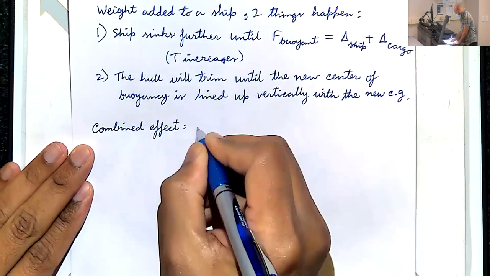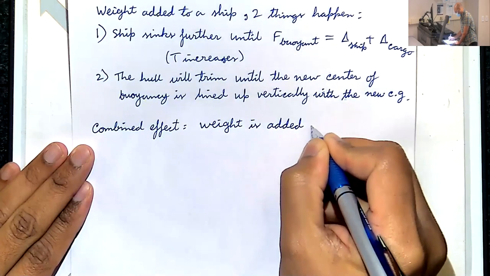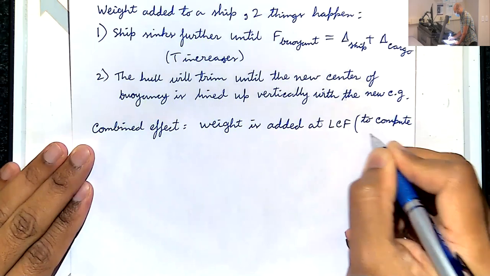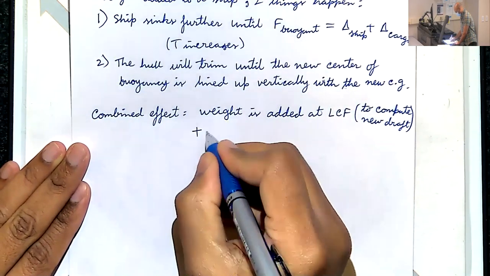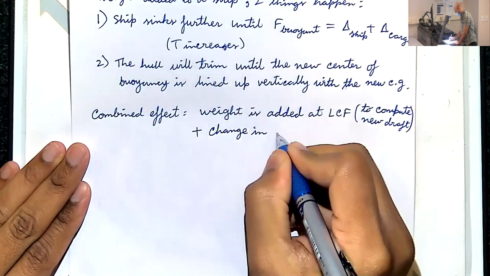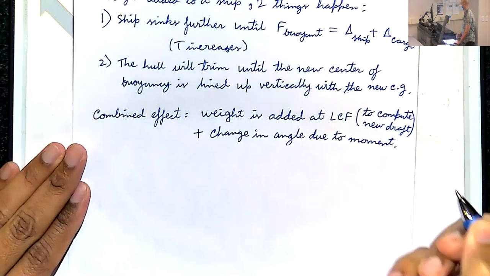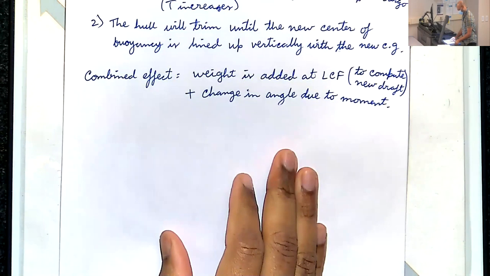And when we consider these two separate effects together, we get a combined effect. So the combined effect is that weight looks like it is added at the LCF. And this helps us compute the new draft. And there's a change in angle due to moment. Okay.